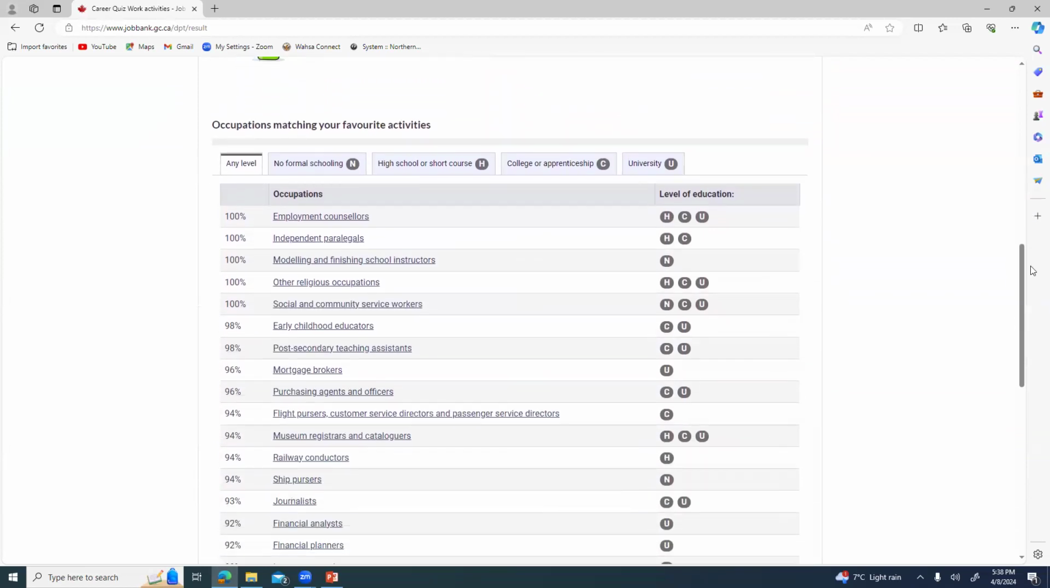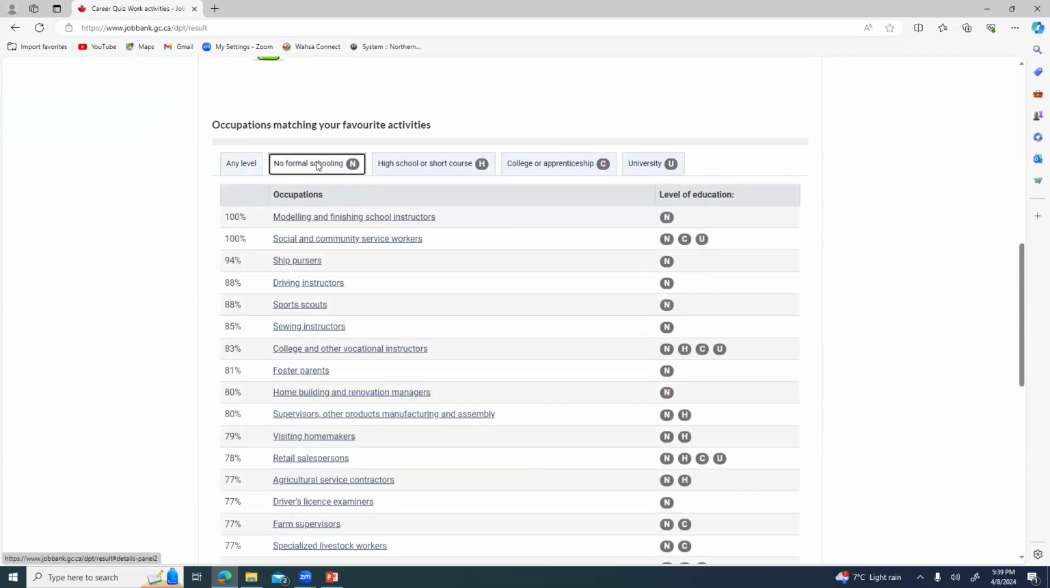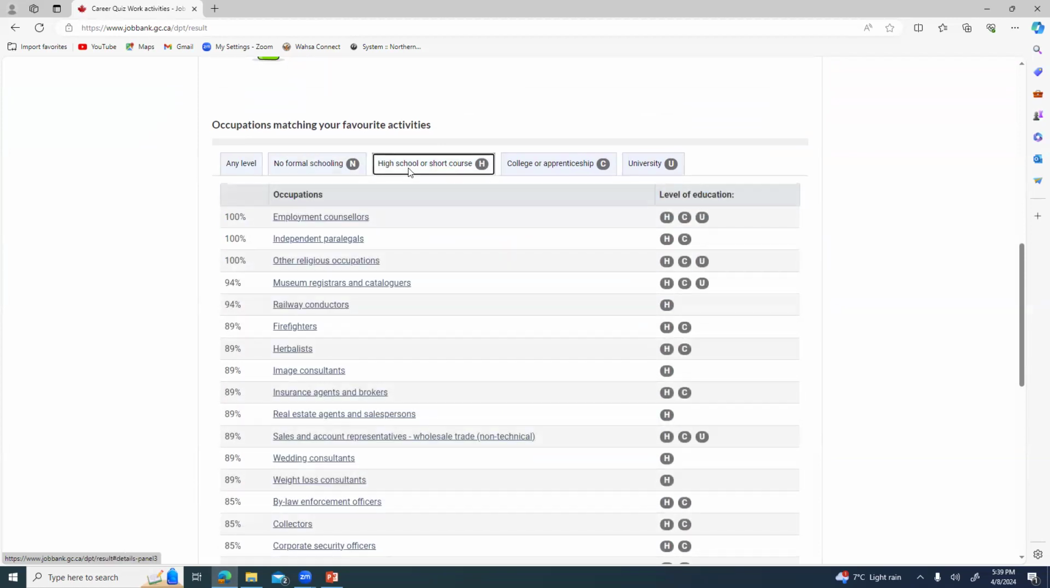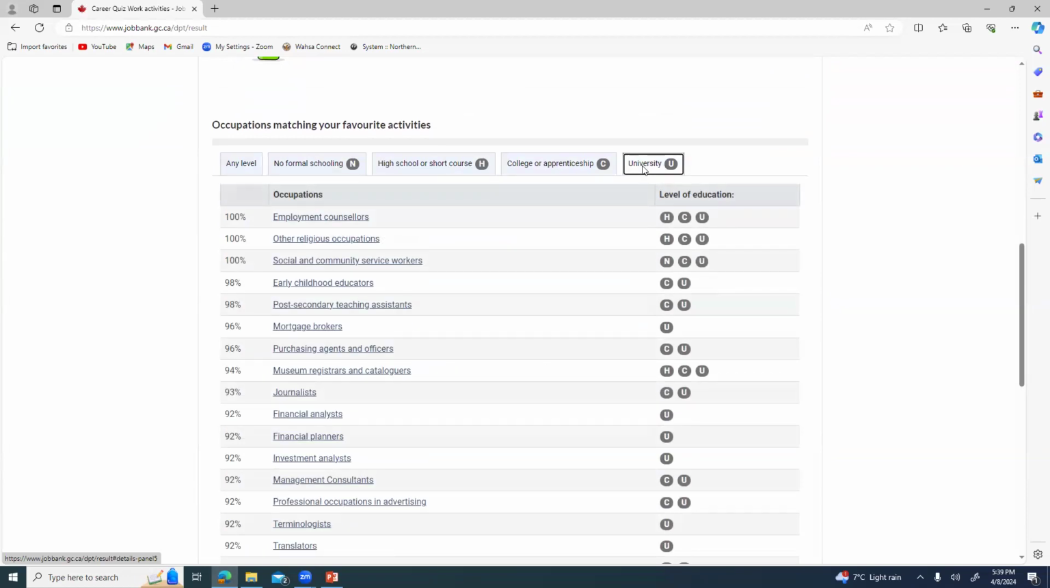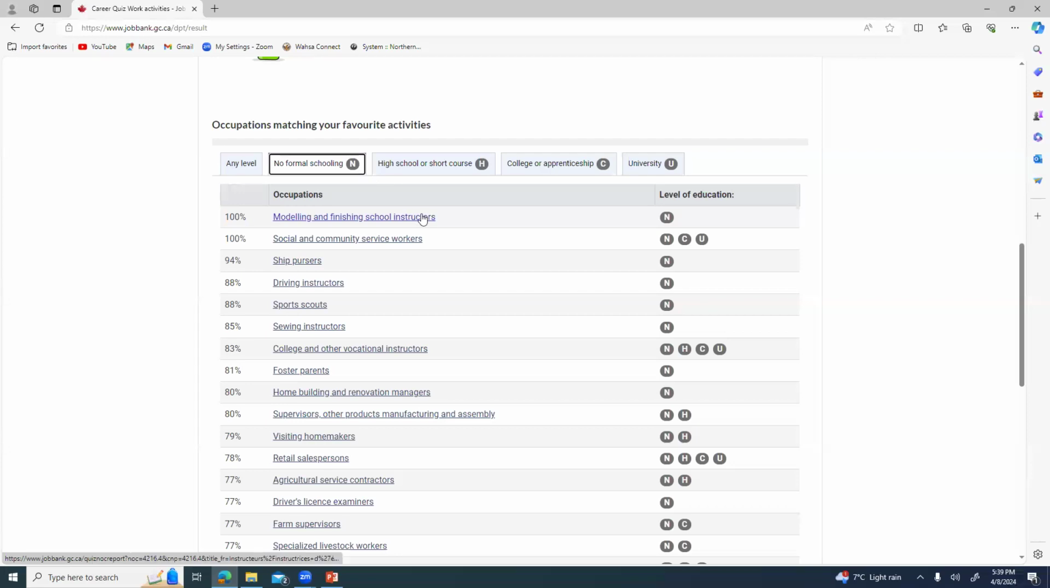Here's what I was wanting to find. Okay. You can look for jobs according to how much schooling you have. So you could say no formal schooling and what kind of jobs would work for that? Or what if I have high school? What are some jobs that work for that? If I have college or an apprenticeship, what would work for that? And if I had university level, what would work for that? So I'm going to go to no formal schooling just for a second.